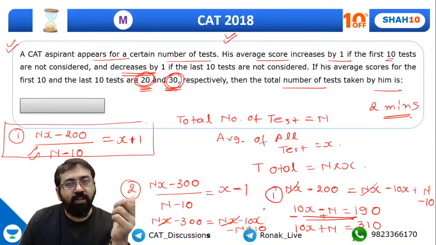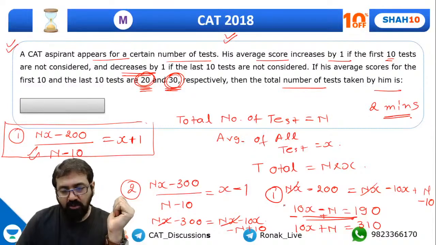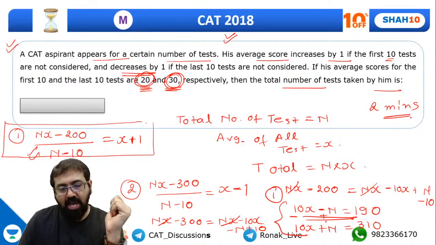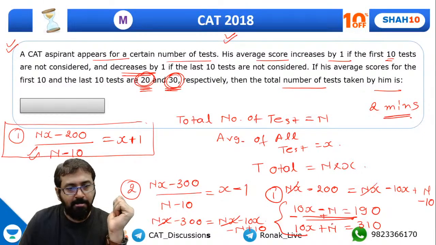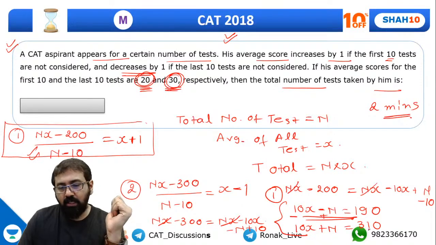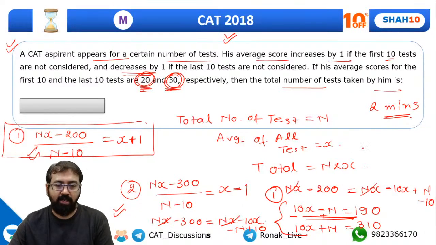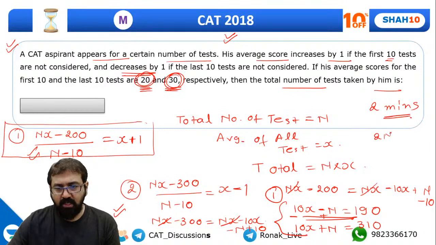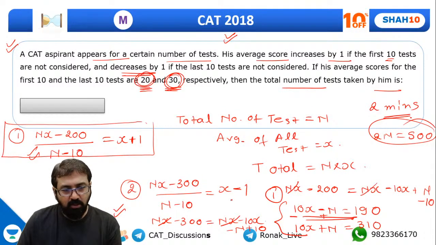Guys, are you getting a larger value of n? Because if we solve these two equations and I just subtract, I am getting 2n equal to 500. 2n equal to 500. What's the problem? Is something wrong over here?